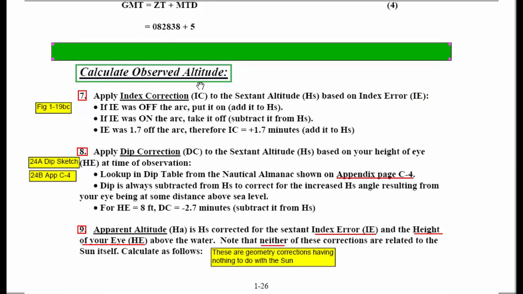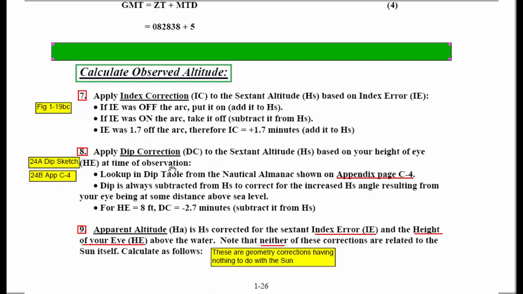Now, using the sextant, we got HS, the sextant altitude. And if you recall our previous discussion, we have 2 corrections to add to that first off, and these corrections have nothing to do with the sun. They have to do with the sextant and you in the boat, but nothing to do with the sun. And those 2 corrections are the index correction, which we talked about taking when we looked at the sextant, and the dip correction, which has to do with your height of eye above the sea level when you took a shot.